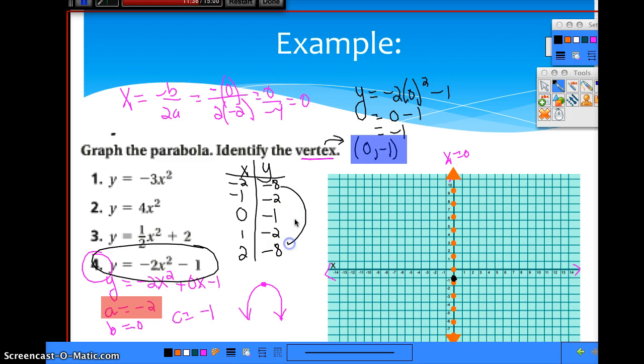Notice these guys are the same. That's because it is actually symmetrical. So when you plot these points, they're going to be symmetrical. Right here and right here. And I'm going to run out of time, but go ahead and graph it. Put arrows and label, and then you'll be done with this problem. Okay, we'll do more of these though, so don't panic on it too much.